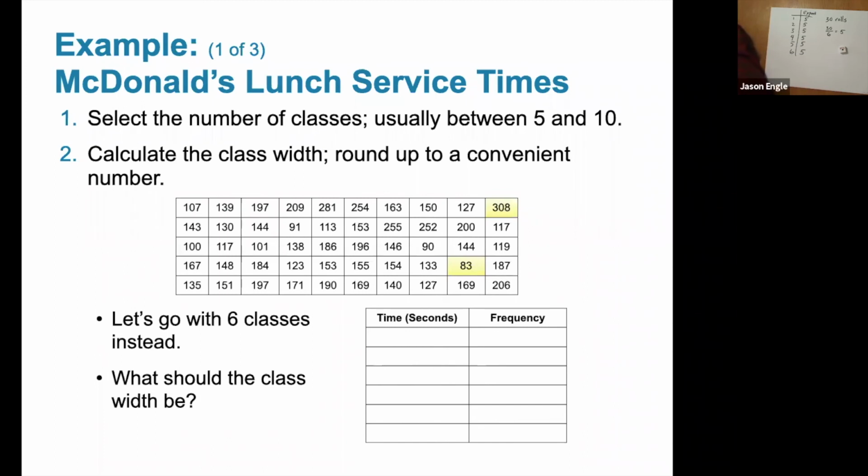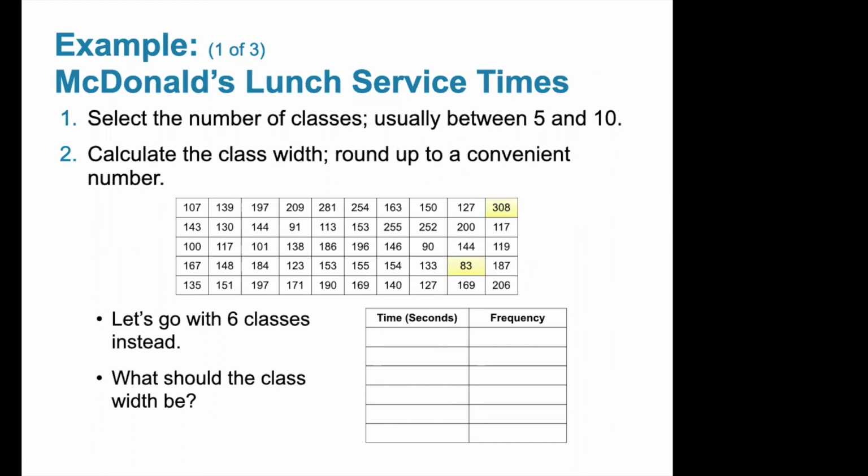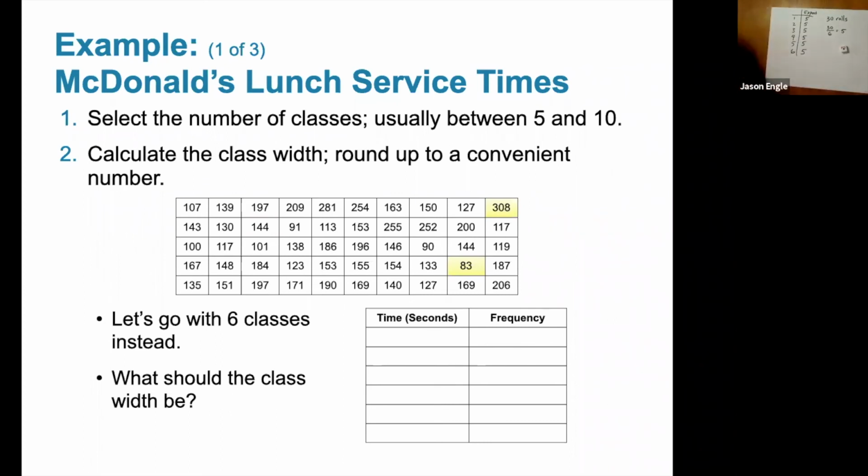What I want to do here is return to the same original drive-through service times for McDonald's. Step by step, my instructions are to select the number of classes. Usually somewhere between 5 and 10 classes is a good idea. We already found a frequency distribution that had 5 classes. We're going to use the same data, but come up with a distribution with 6 classes instead of 5.